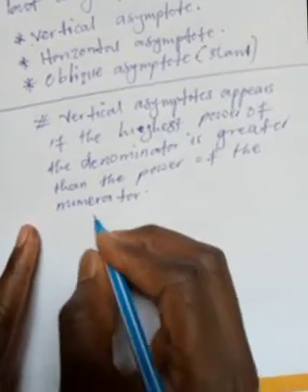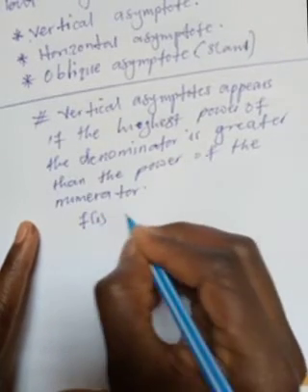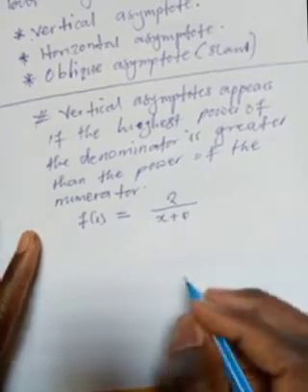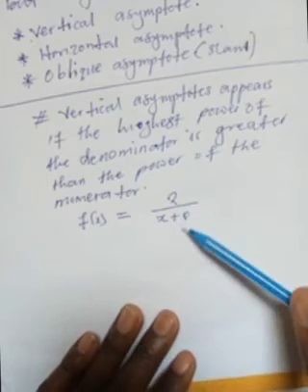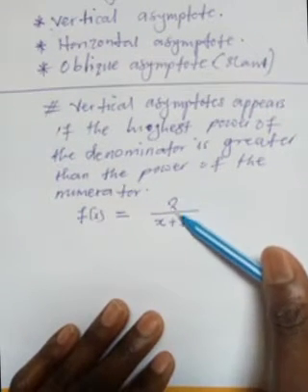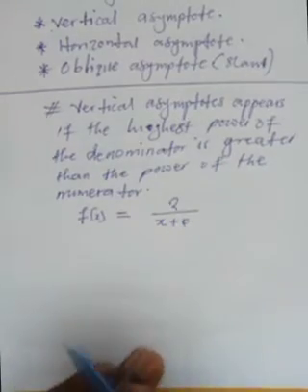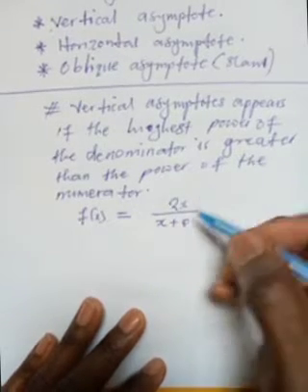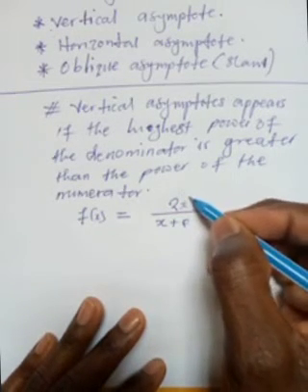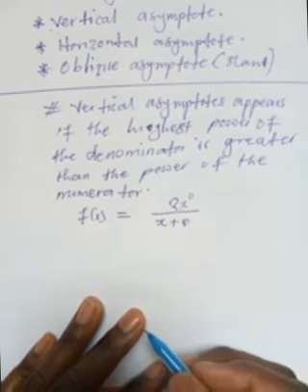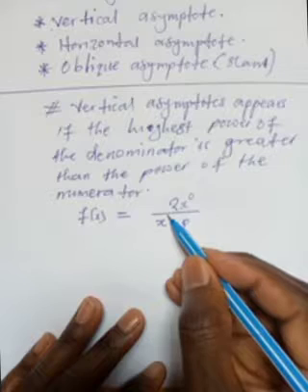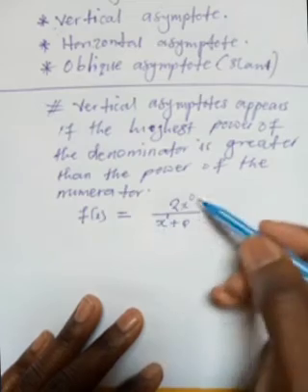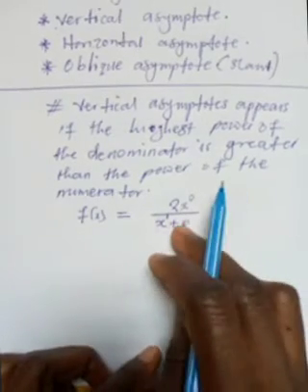If I have f of x equal to 2 over x plus 4, this is going to have a vertical asymptote. Why? It's because on top we don't have x. For them to come up with 2 only, the power of x there was 0. Here on the denominator we have x, so the highest power of x is 1. Since the highest power of the denominator is greater than the highest power of the numerator, the vertical asymptote is going to be there.